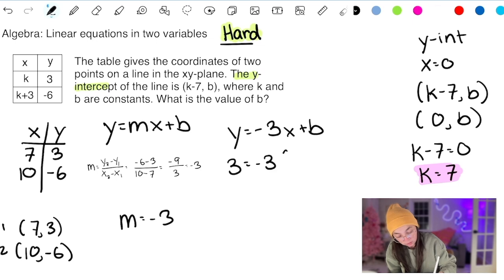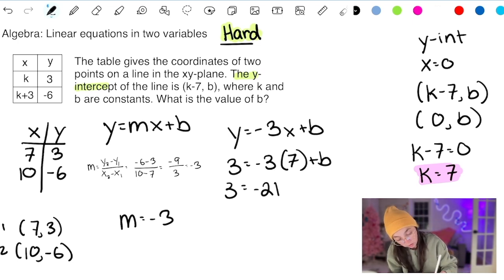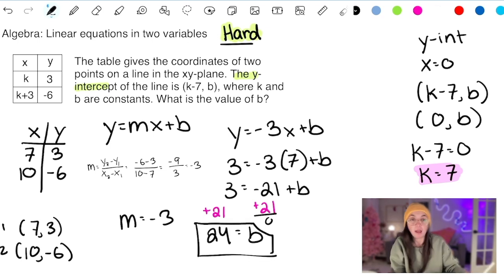equals -3 times 7 plus b, okay? And we're going to solve for b, which is going to be our y-intercept. -21 plus b, we're going to add 21 to both sides. That's going to give us, this goes to 0, right? So that's going to be b on the right-hand side. On the left-hand side, it's going to be 24, and that is our answer.